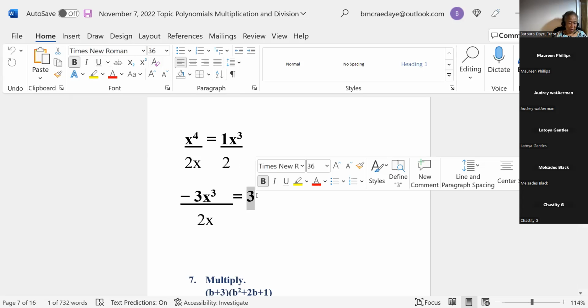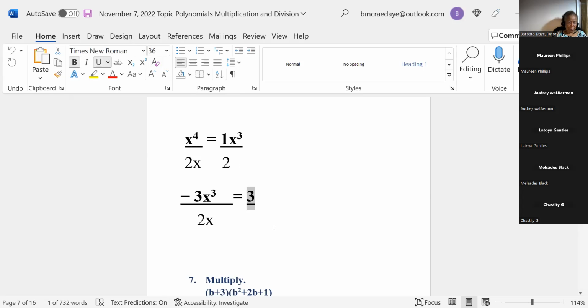And what was your power, Latoya? 2. 3 minus 1, right? It's 2, because this is a 3 and this is a 1. So this will be x to the second power, what Latoya just said. Okay, so that takes care of the second term. Any questions on that? No.